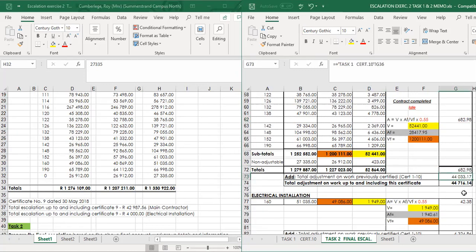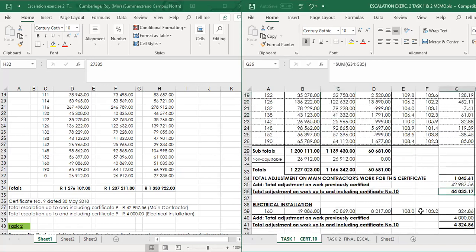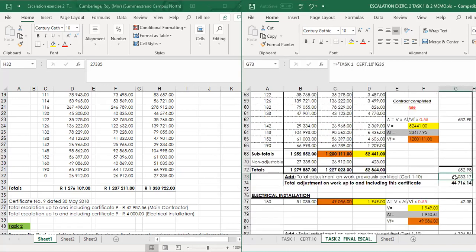We've already certified up till certificate number 10 the amount of 44,033 Rand. Now, if we go to certificate number 10, there's your 44,000 odd Rand. That's the total, the same for your electrical. Just bear in mind that figure, we will discuss that. So we add the previous escalation up to and including certificate 10. So the final escalation on the project for the main contractor is 44,716 Rand.